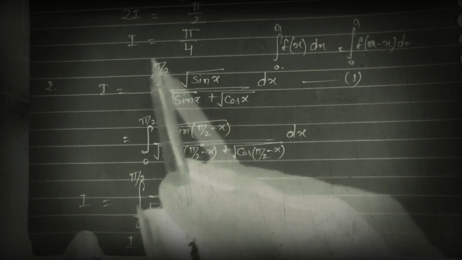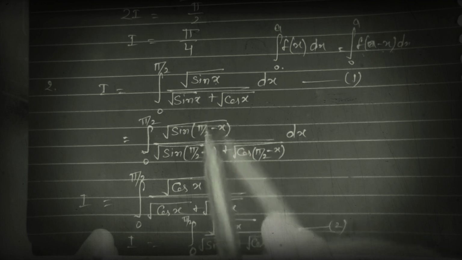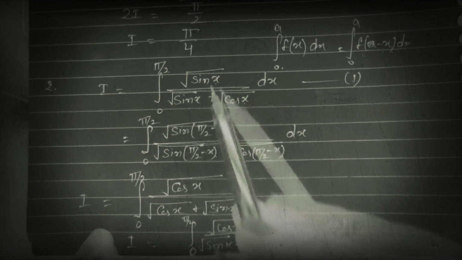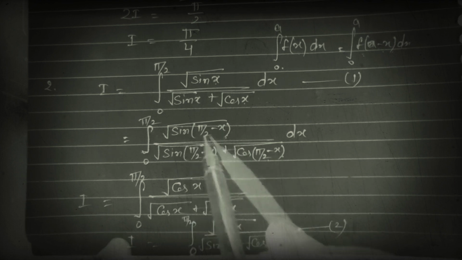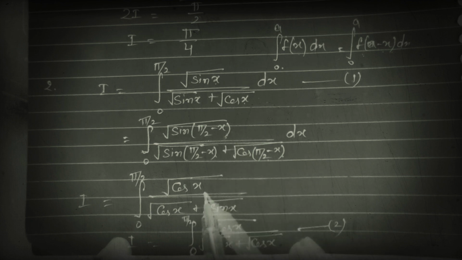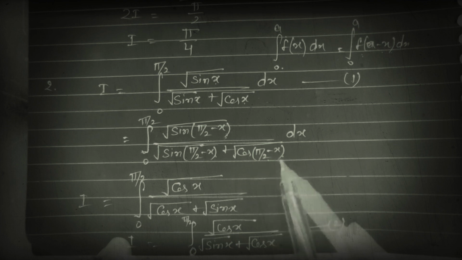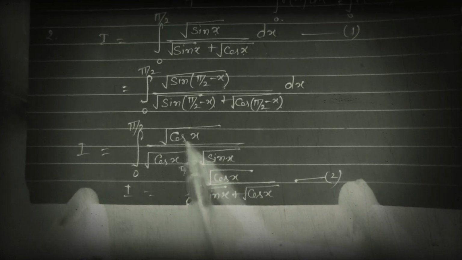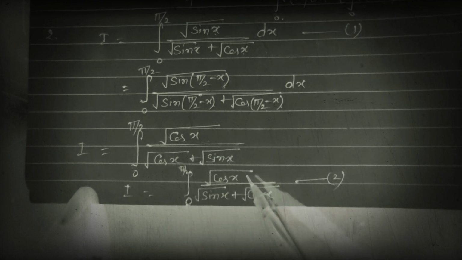So here a is pi by 2. So we can write sin of (pi by 2 minus x), and here also sin of (pi by 2 minus x), cos of (pi by 2 minus x). Wherever x is coming, we will put pi by 2 minus x. This becomes sin of (pi by 2 minus x) is cos x. It is also sin x, because cos of (90 minus theta) is sin theta. So it is 0 to pi by 2, root cos x upon root cos x plus root sin x, which we can write as root sin x plus root cos x, since a plus b is b plus a.